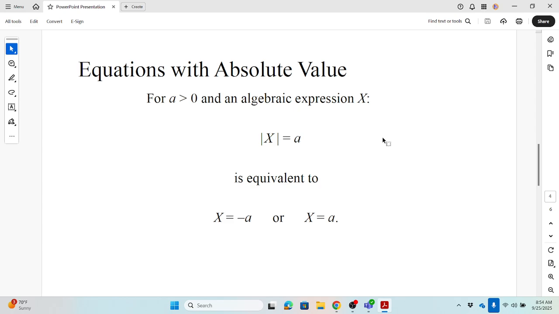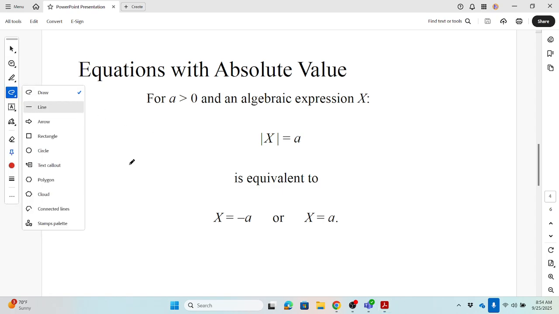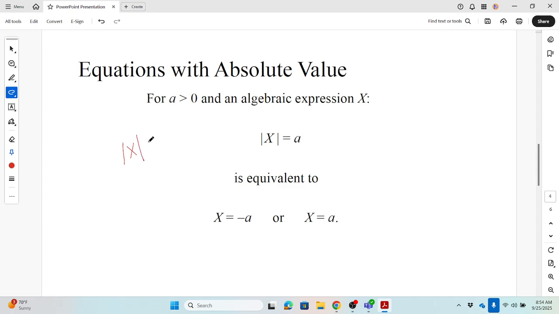So it's supposed to be always positive. For example, let's say if the absolute value of something is 5, then that means that something is 5 distance away from 0. It could be to the right side, which is positive 5, or to the left side, which is negative 5. So there are two different situations. If you are given the absolute value of something equal to a positive number, you have to break it down into two different situations. One is positive and one is negative.